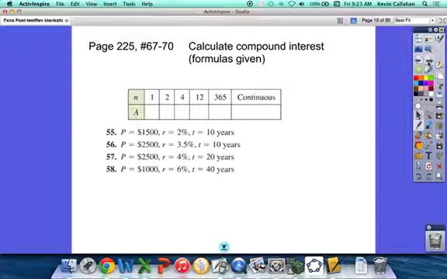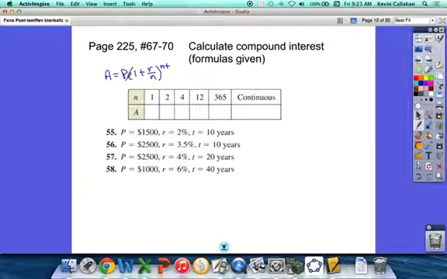Look at these here. We had one formula for when you had a finite number of compoundings. We had another formula for when it was continuous. So this is the formula for if you have a certain number of compoundings.